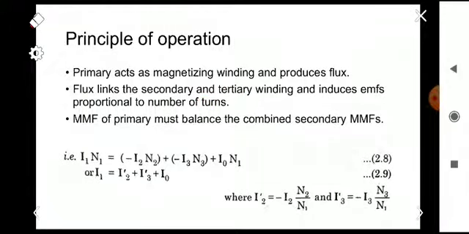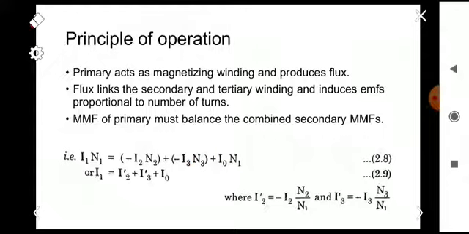Also in this three winding transformer, the MMF of the primary. Normally we know that in a two winding transformer the MMF of the primary will be equal to the MMF of the secondary, they are balanced, but here the MMF of the primary must balance the combined secondary MMF, that is, the combined MMF of the secondary and tertiary windings. So we can say that I1 N1 is equal to minus I2 N2 minus I3 N3 plus I0 N1, where I2 is the secondary current, I3 is the tertiary current, and I0 is the load current.